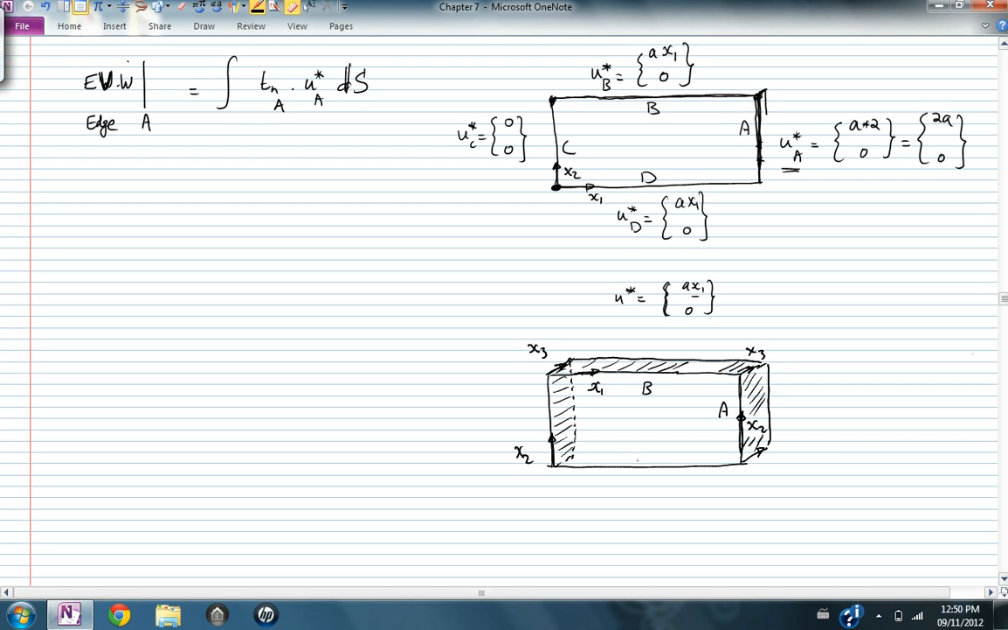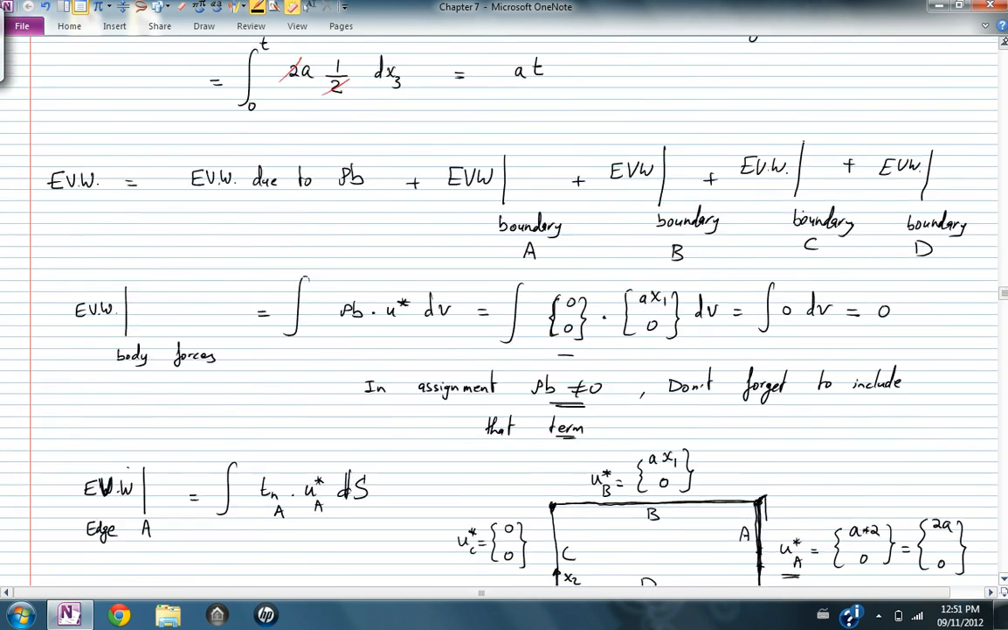And boundary D will be x1 and x3. And so let's now do those integrations on each boundary. External virtual work on edge A or boundary A is equal to the traction vector on A. Traction vector on A, let's just go see what the traction vector on A looked like.